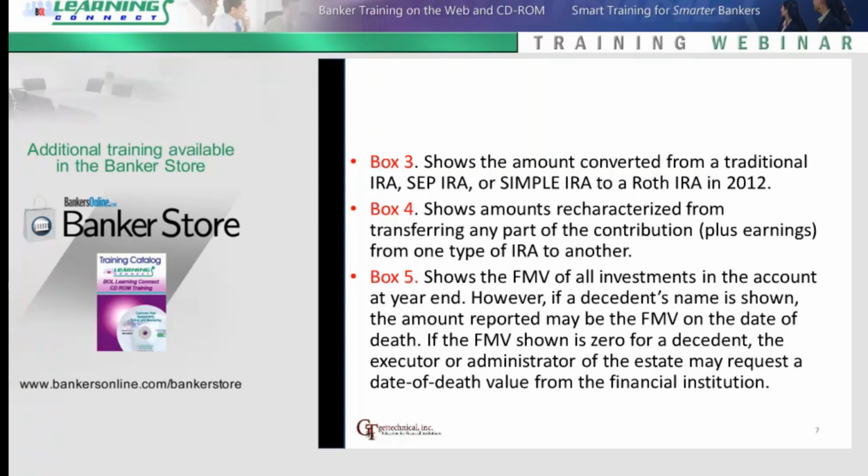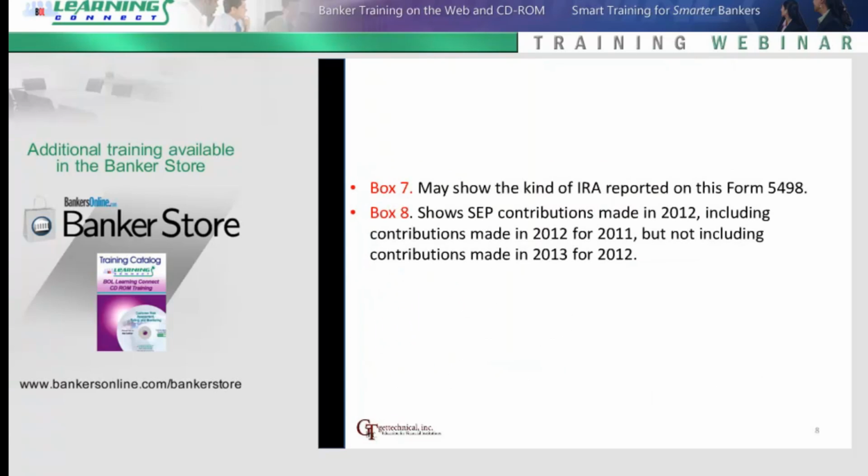And then box 5 is the fair market value. And so it is the value as of 12/31 of year end, and of course that's where we show the balance on this account. And box 7 is the kind of IRA that's reported on this form 5498. So you could have a traditional IRA, a SEP, a simple, a Roth, and the appropriate box for the contribution will be checked.